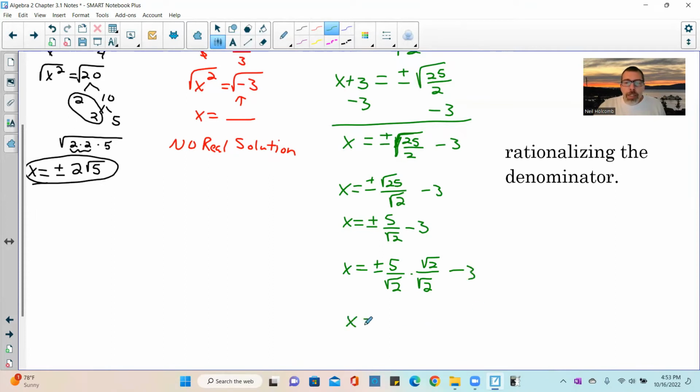And then we get x equals plus or minus 5 times the square root of 2 is 5 square root 2. And 2 square root of 2 times the square root of 2 is the square root of 4. And the square root of 4 is 2. So now the denominator is rational. So that's called rationalizing the denominator. And then we get minus 3. So the answer to this question, there are 2 of them. 5 square root 2 over 2 minus 3, and 5 square root 2 over 2 plus, or I'm sorry, negative 5 square root 2 over 2 minus 3.